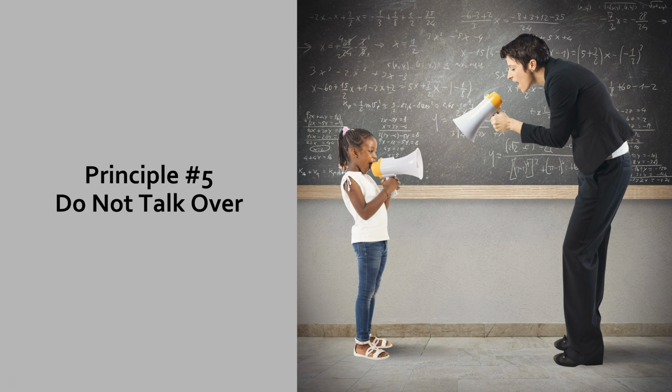I think the image on the screen really summarizes Principle 5 of not talking over each other. Instead, exude that quiet power. Use an attention getter if you need to. Say what you need to say and then move on.